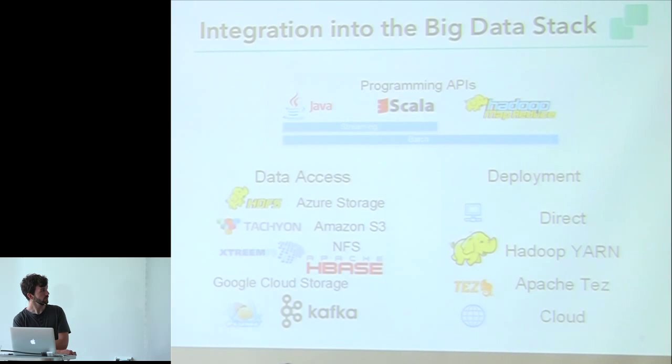And concerning data access, we can use HDFS, but we're not dependent on it, and there are a bunch of more ways to access data in the cloud. And on the deployment side, you can also run Apache Flink directly, but also on top of Hadoop Yarn or Apache Tez, or in some other cloud environments.